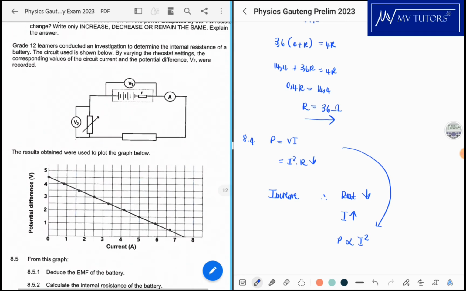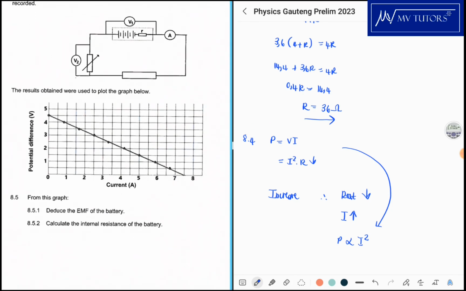Now we get to the other portion of question 8. It says grade 12 learners conducted an investigation to determine the internal resistance of a battery. The circuit used is shown below. By varying the rheostat settings, the corresponding values of the circuit current and the potential difference V2 were recorded. So this is those graphs. I did a video on it recently. I'll just show you the video that you can access. But anyway, the results obtained were used to plot the graph below. So we have potential difference versus current.